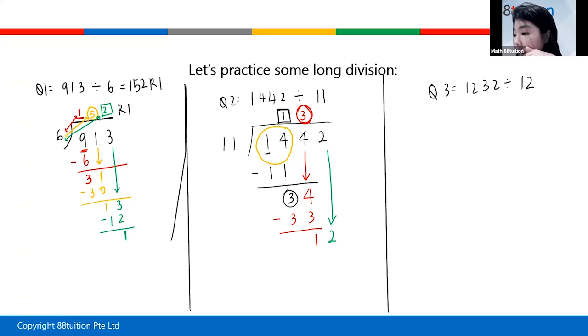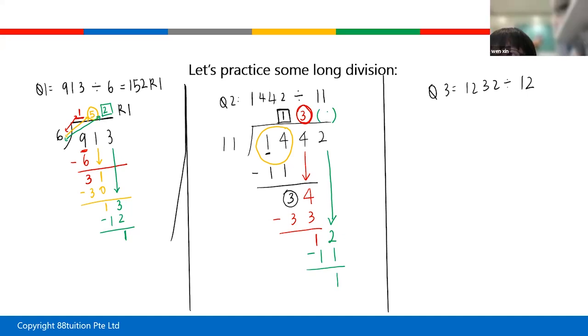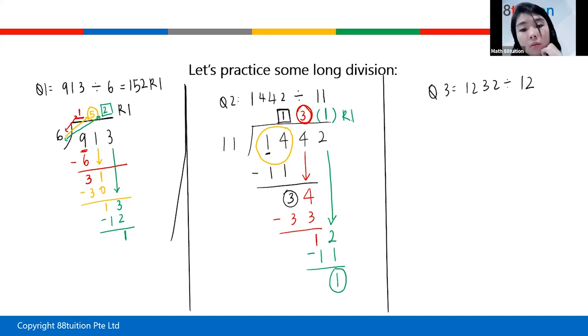Can 12 be divided by 11? No. So what is the closest number to 12 that can be divided by 11? 11, good. Minus 11. So what do I put in the bracket here? 1, fantastic. So what is the answer? 131, remainder 1. Do you see it?